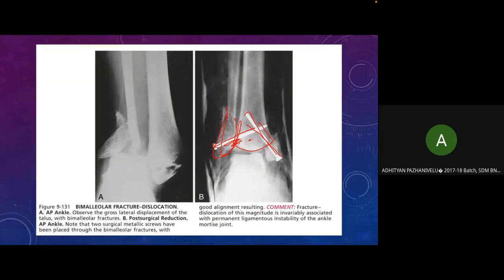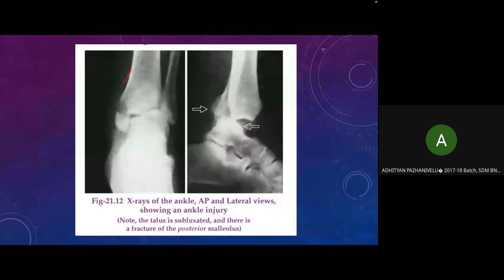This is called a bimalleolar fracture. This can be treated in such a way, or you can put a plate on this side, which acts as a compression force. This is a common ankle dislocation. Unless there is a fracture, you can reduce it by using axial traction.